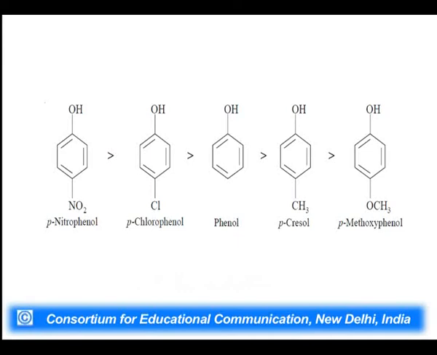So, now if we look at an overall picture of this, what we find is that electron withdrawing groups will increase the acidity. The nitro group, which has the maximum -I effect and -R effect, is most acidic, followed by chlorophenol, which exerts a strong -I and a +R effect, but the overall effect is the -I effect, due to which again it is more acidic than phenol.